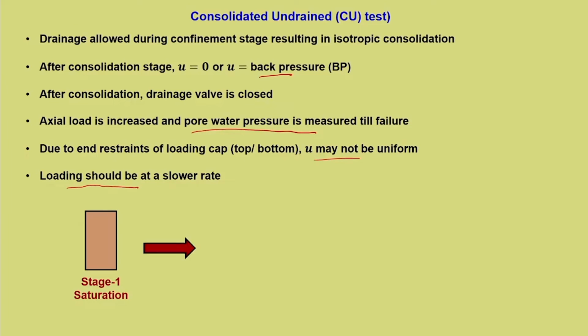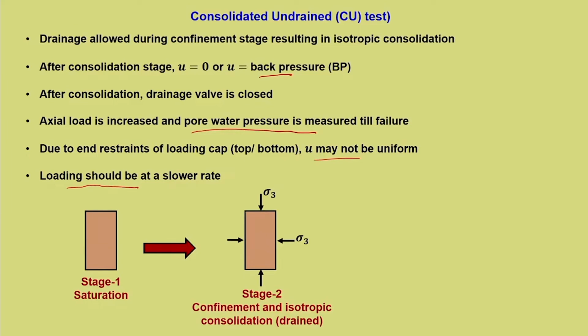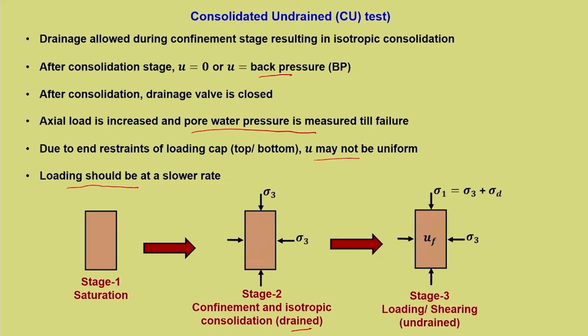Stage 1 is saturation, same as before. Stage 2 is consolidation, where there is confinement and isotropic consolidation, so it is a drained stage. Then the drainage valve is closed and the loading stage happens, the same as before, but there will be development of pore water pressure, that is UF, during the undrained stage, and this UF needs to be known.